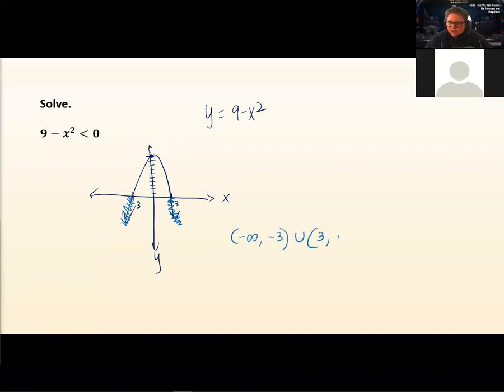Yep. And we're not going to include these numbers, even though they're zeros, because that implies it's equal to 0, and we only want where it's less than. So you can do open circles for that to help you. Not too bad for that one, right? Nope.